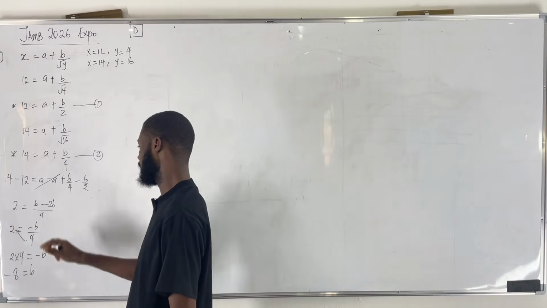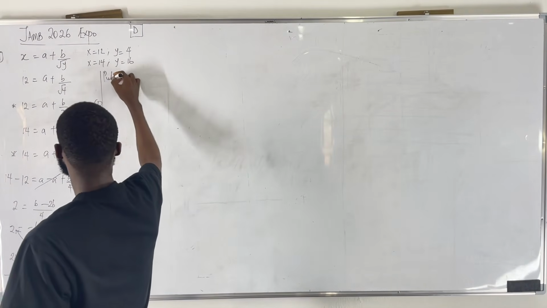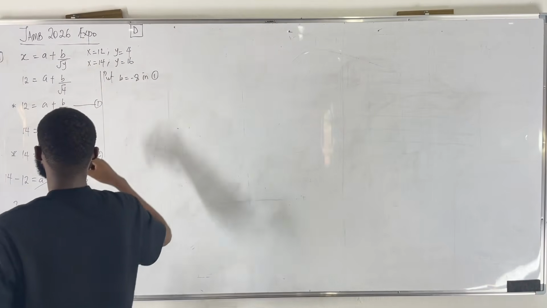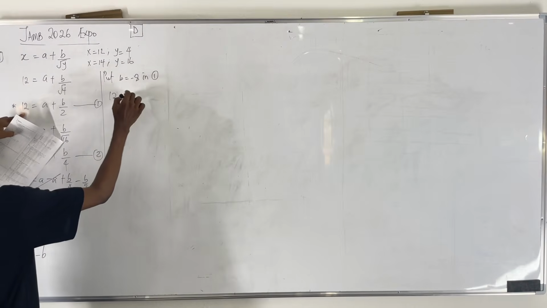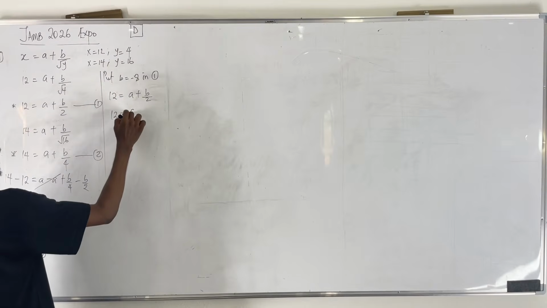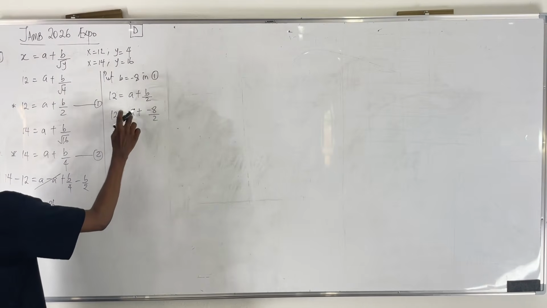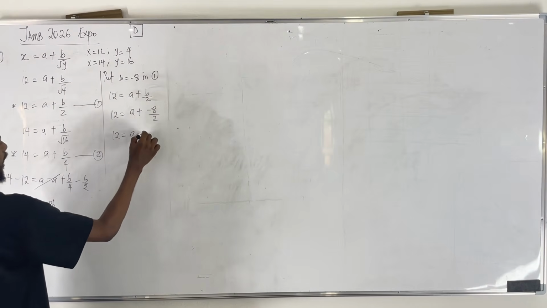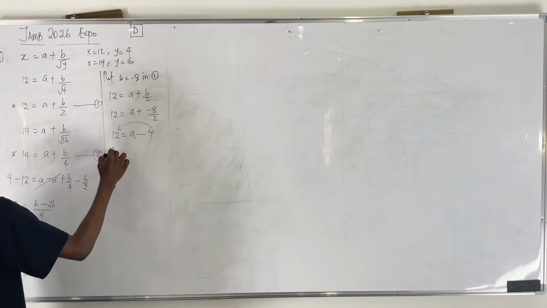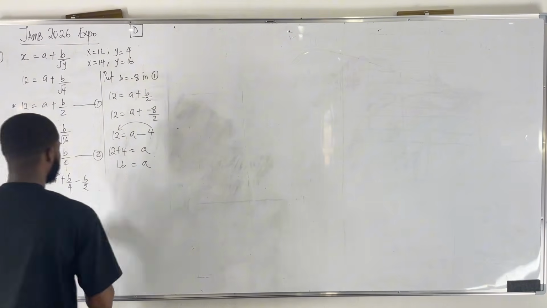Let's find the value of a. So I'm going to put b equal to minus 8 in equation 1. So equation 1 is 12 equal a plus b over 2. So this is 12 equal to a plus, b is minus 8, then over 2. So this is 12 equal to a plus, minus 8 over 2 is minus 4. I can take this 4 to the other side. So this is 12 plus 4 equal to a. So this will be 16 equal to a.